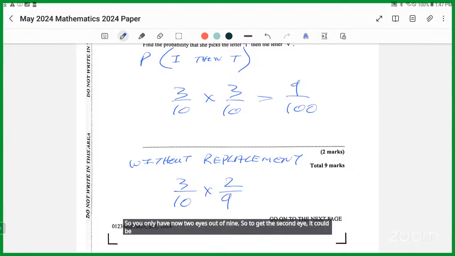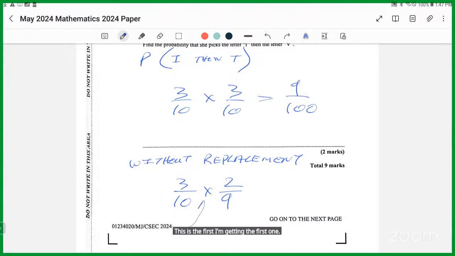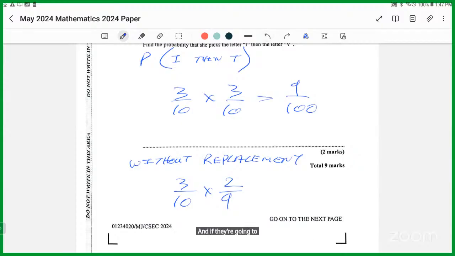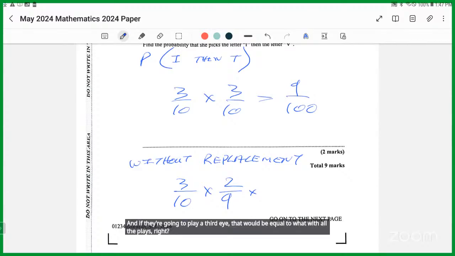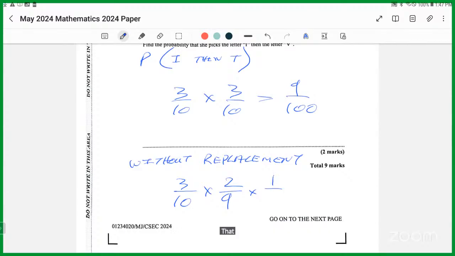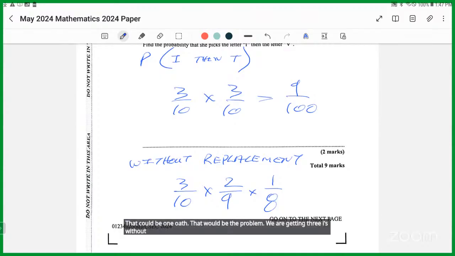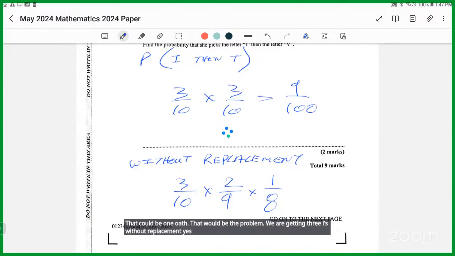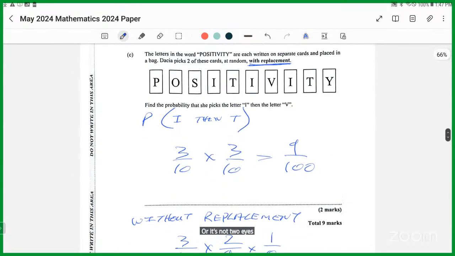You understand that? This is the probability of getting the first one times the probability of getting the second one. And if you're going out for a third I, that will be equal to what? Without replacement, that will be 1 out of 8. And you multiply them. That will be the probability of getting 3 I's without replacement. Yes? Oh, it's not 2 I's, it's the I and a V. Okay.